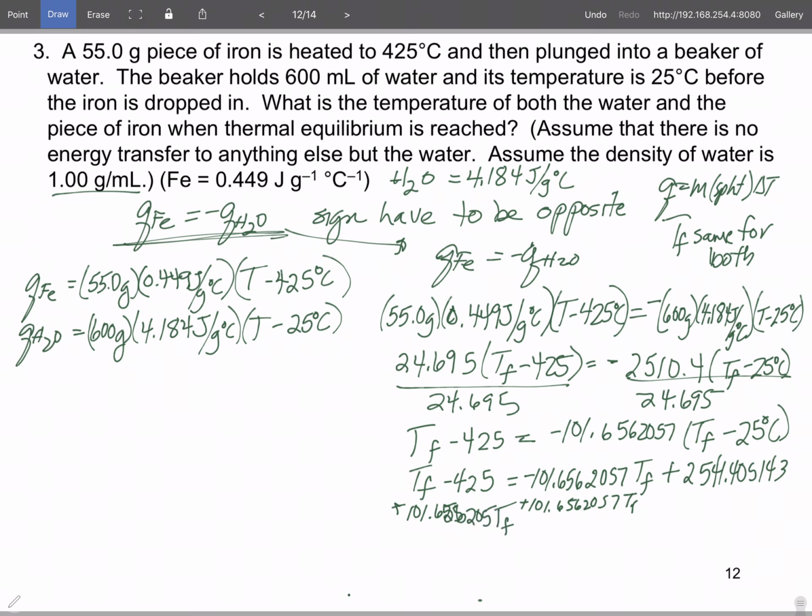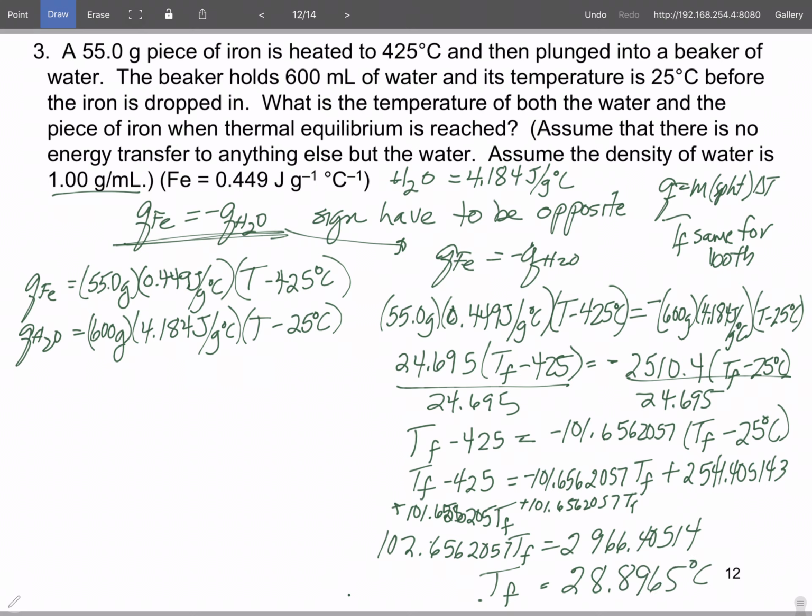So we end up with 102.6562057 T final. And I move the plus 25 to the other side, so I end up with 2966.40514, which means I divide both sides by 102, so the T final comes out equal to 28.8965 degrees C. And if I'm using three significant figures, it's 28.9 degrees C. It's my final answer, and that would be T final.